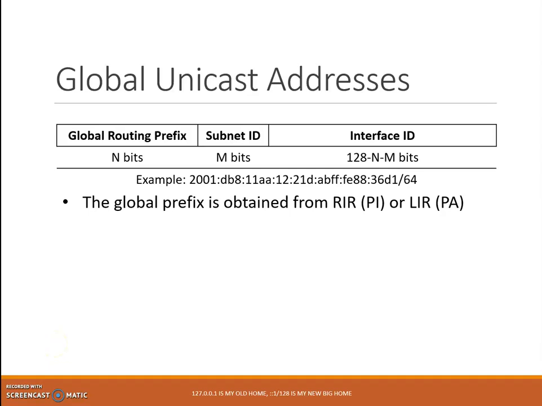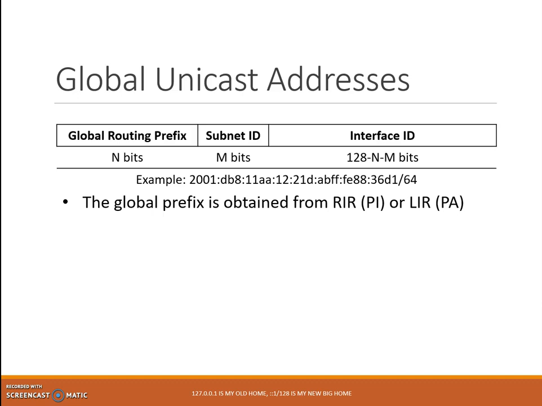Global unicast addresses. The most significant IPv6 addresses are global unicast addresses. These addresses are publicly routable addresses that can be used in the Internet. This figure shows the generic structure of the global unicast address. As you can see, the 128 bits are divided into three parts: global prefix, subnet ID, and interface ID.